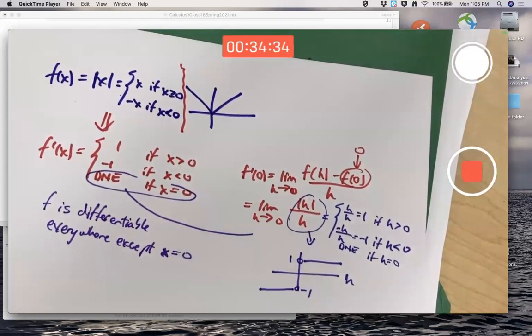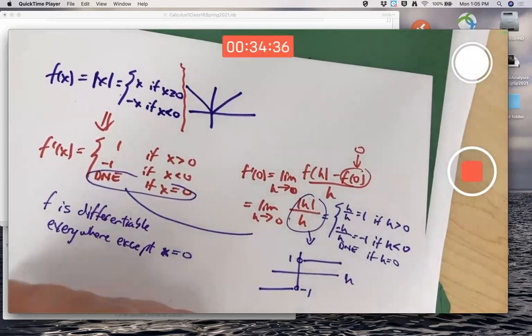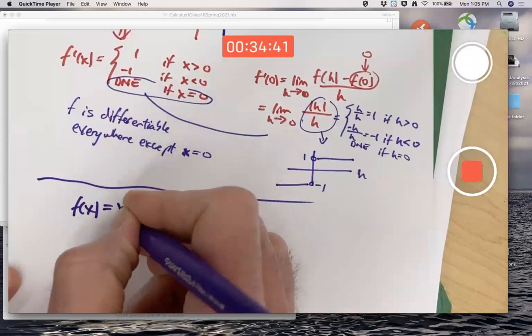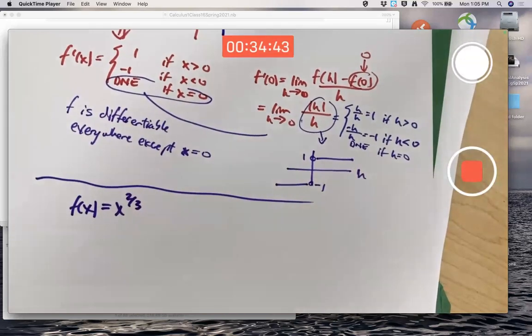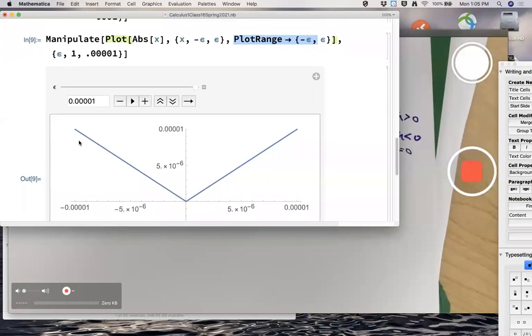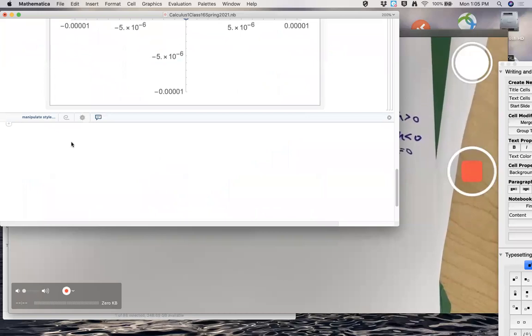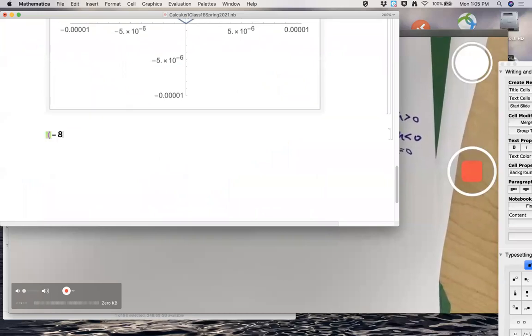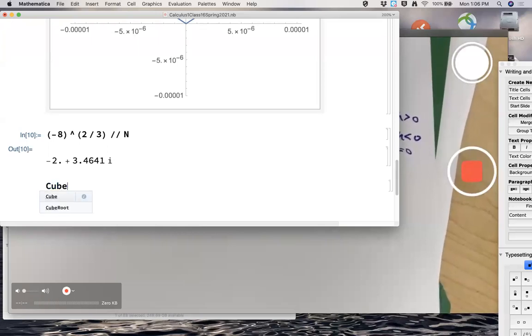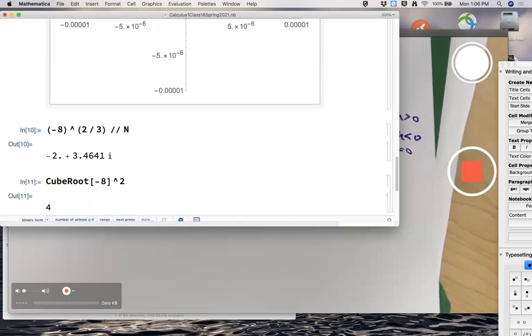Let's try another example. How about f of x equals x to the 2/3 power? Does Mathematica treat it like a complex number? Let's see. Yeah. So instead, we need to take the cube root of, say, -8 and square that to really do a 2/3 power.